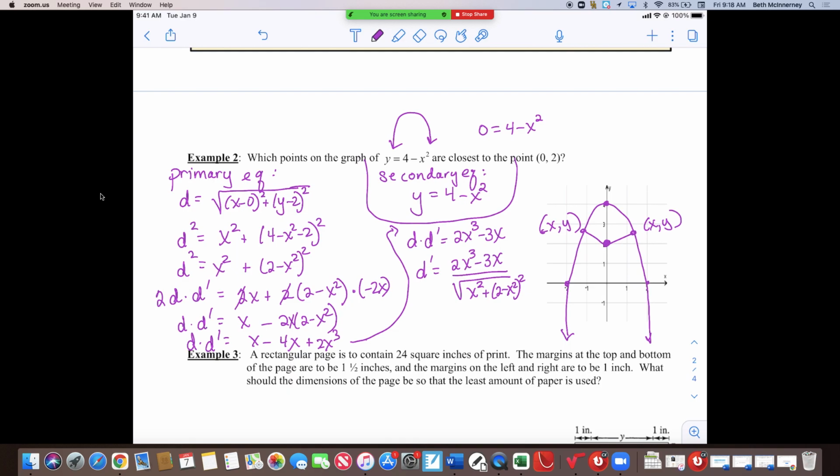All right, so this one might require a little bit of looking back at it, and really thinking about it, because we're very, very high level right now. Okay.